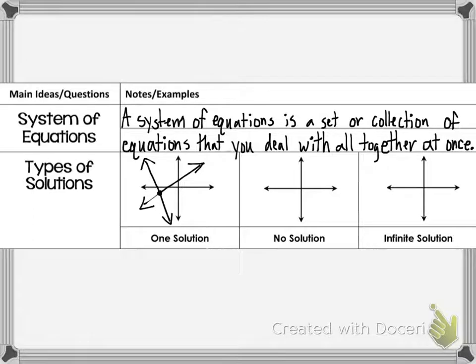So, say I have a line right here, and let's say I have a line right here. Those are parallel. So I know they're never going to intersect, correct? So that means I don't have a solution if they're never going to intersect. So you may want to make a note that says parallel lines.